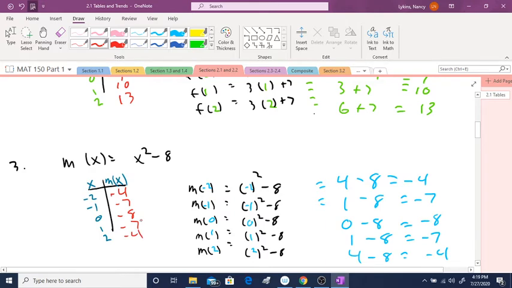Okay, here's the pattern. The pattern is, take a look at your negative 4. Do you see another negative 4? Take a look at your negative 7 on your red. Take a look at your x values.